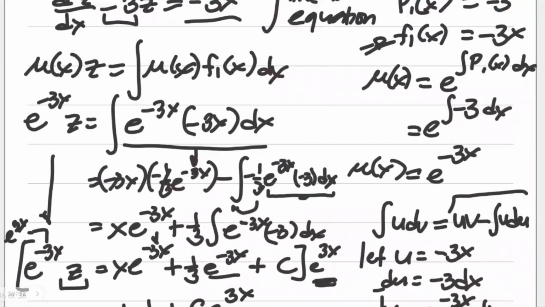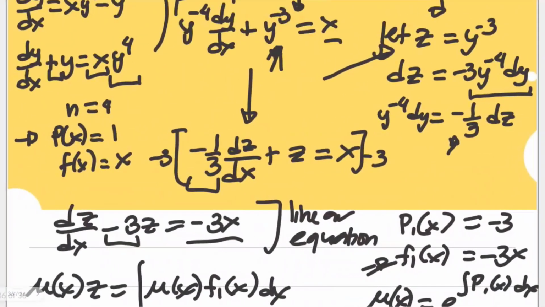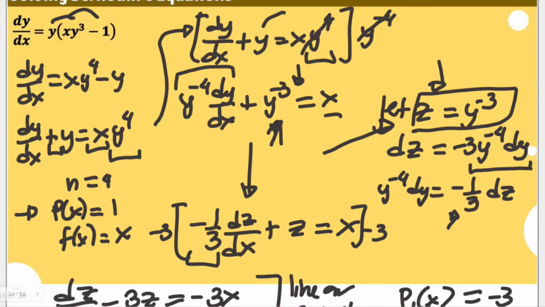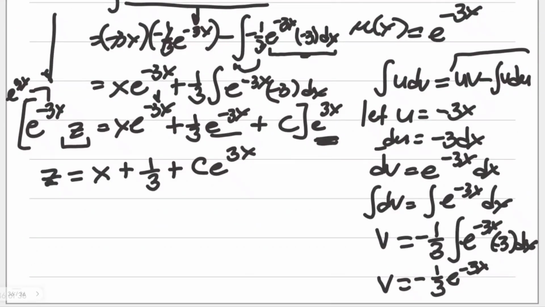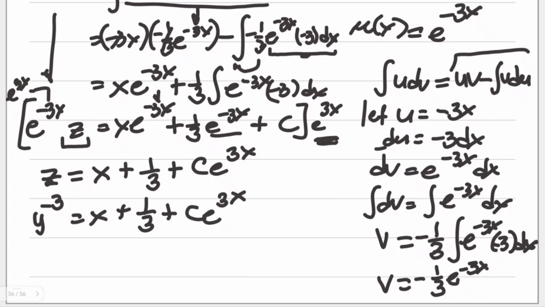But going back to our given representation earlier, z is equal to y to the power of negative 3. So we can have simply this form. y to the power of negative 3 is equal to x plus 1/3 plus c e to the power of 3x. If you would like to, you could always represent this in terms of y, but since I don't have much space, I'm just going to end up here. Of course, this is 1 over y cubed, right? x plus 1/3 plus c e to the power of 3x.